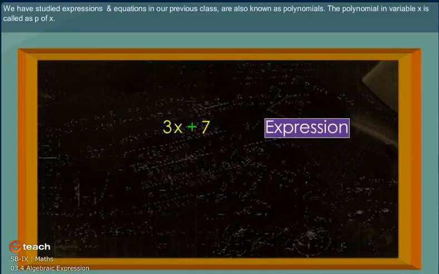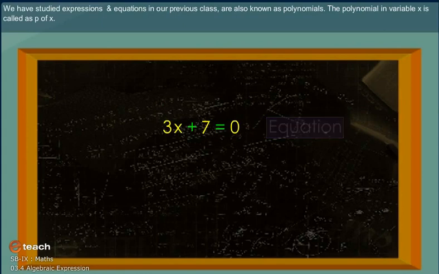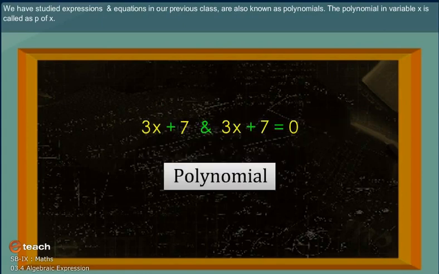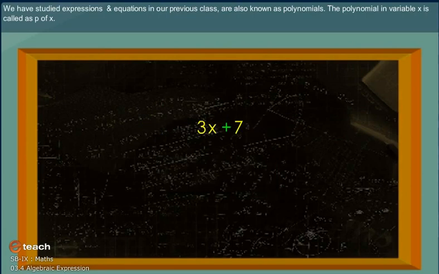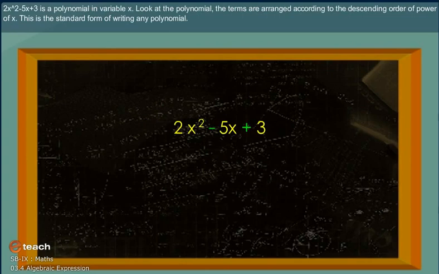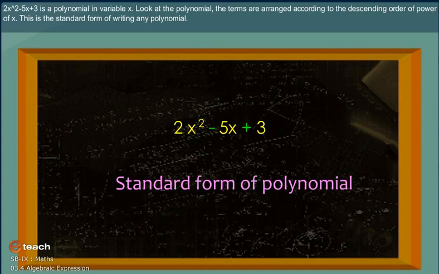We have studied expressions and equations in our previous class, which are also known as polynomials. The polynomial in variable x is called p of x. 2x squared minus 5x plus 3 is a polynomial in variable x. Now look at the polynomial. The terms are arranged according to the descending order of power of x. This is the standard form of writing any polynomial.